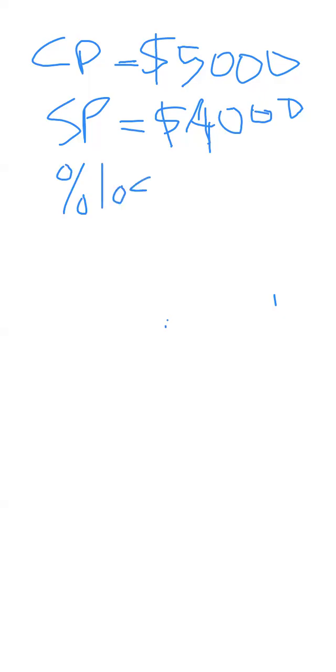Can you figure that out? Wait, what does CP mean again? The cost price. That's how much he bought the pair of shoes. Then SP is how much he sold it. The percent. Did you get that? Yeah, the percent.